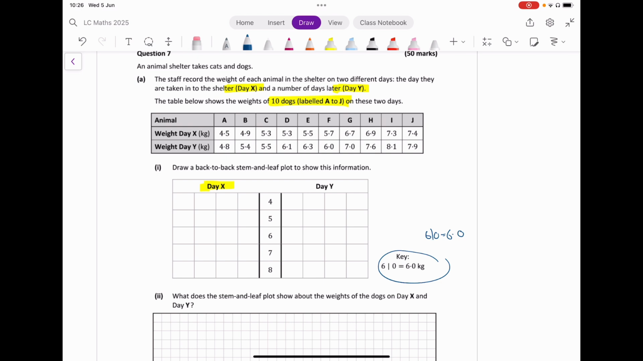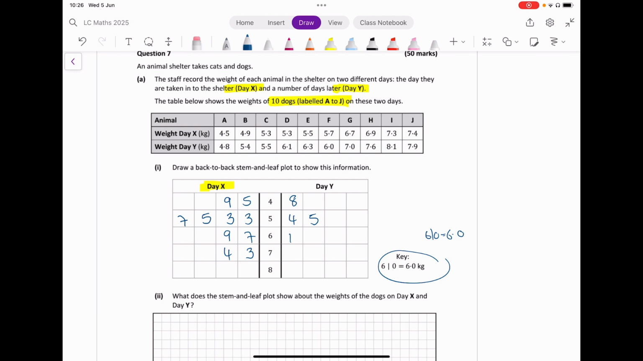So for this one, it's 5 and 9. For 5, you're going 3, 3, 5, 7. For our next one, it is 6.7 and 6.9. And the next one is 7.3 and 7.4. And we have no one in the 8s. And for day Y then, we're going 8, 4, 5, 1.